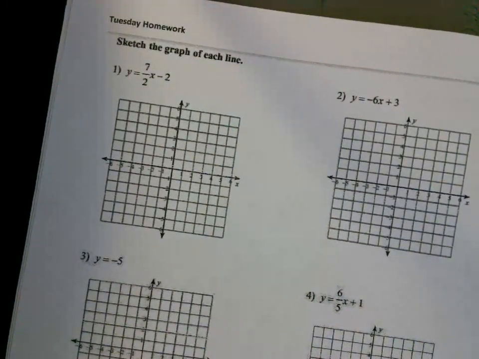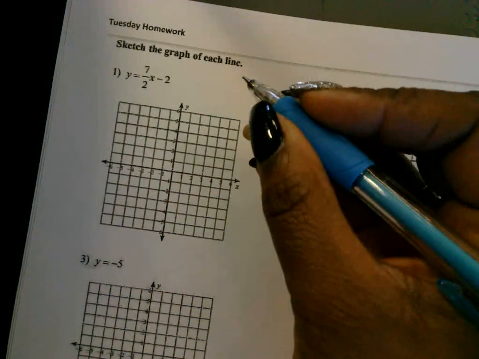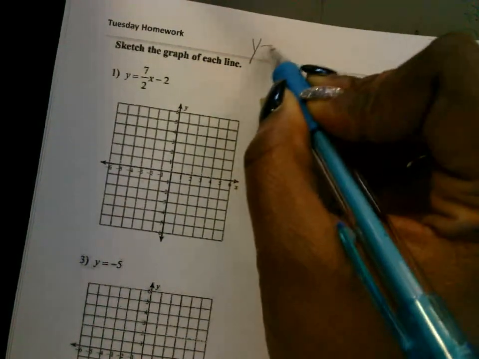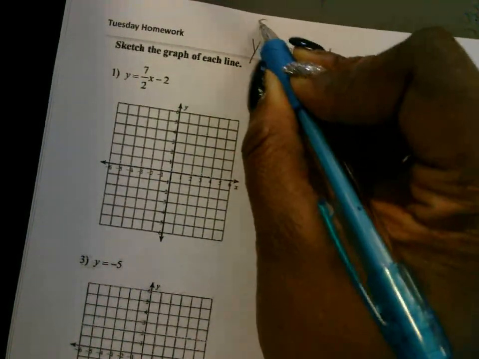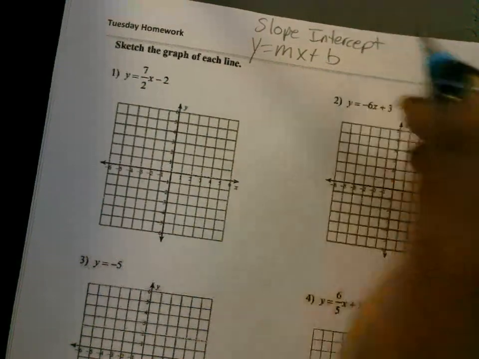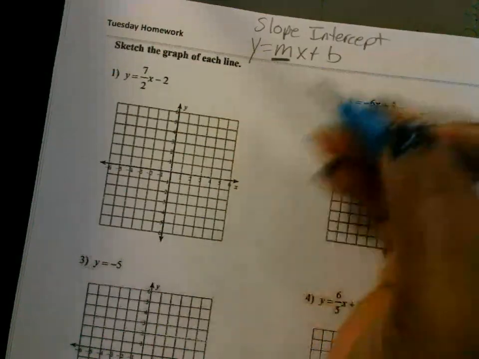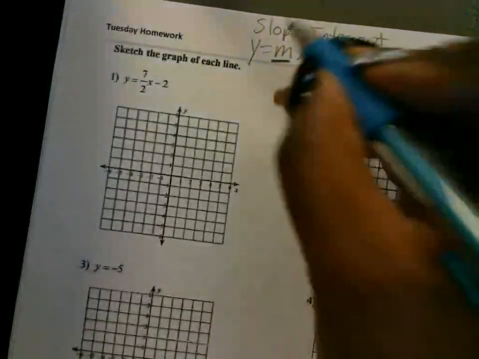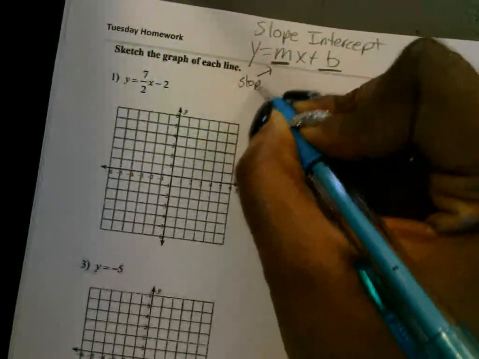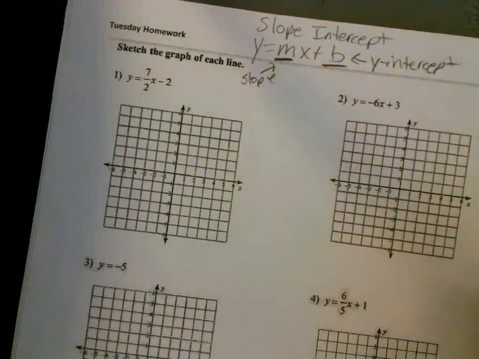All right, so the 3 steps, we wrote this down yesterday on how to graph a line, or last week if you're in my 4th period class. The first step is to label what your m and your b is. Remember, equations must be written in the slope-intercept form, which is y equals mx plus b, where the number that is attached to the x is the slope, and the number that has no variable attached to it is the y-intercept. So this is your slope, and this is your y-intercept, okay?